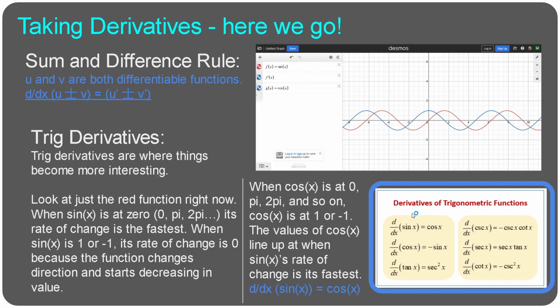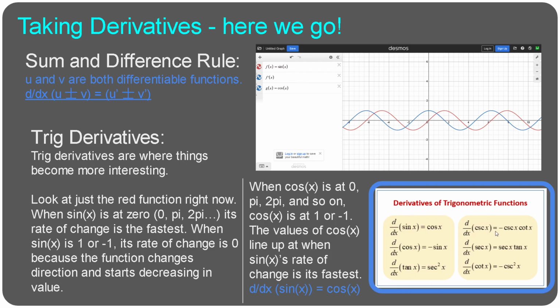And here's all of them. We don't have time to go over every single trig function, but here's all of them. So the derivative of sine of x is cosine. Cosine is negative sine. Tangent is secant squared. That one's a little interesting. That one's important though, so I would remember that.